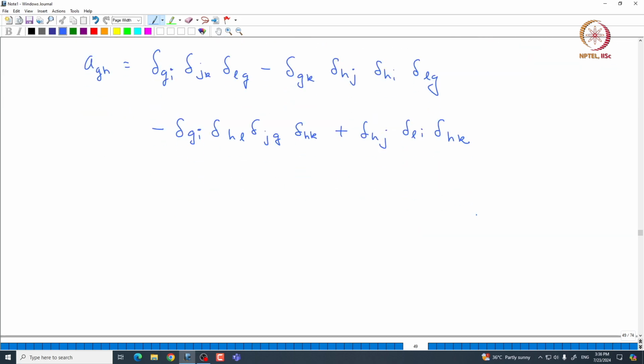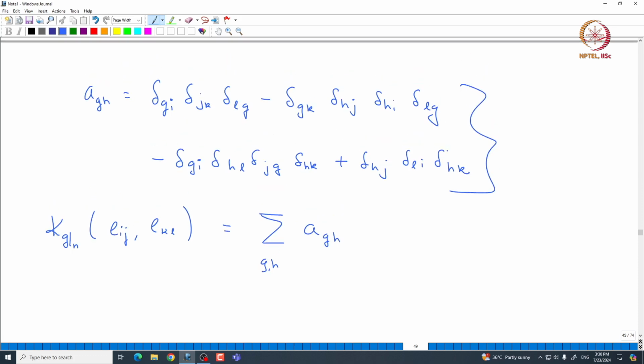So, now we are interested in the trace. The kappa of GLN of EIJ, EKL we can just compute. Then by linearity we can extend it to any basis element. Now this is going to be exactly the summation of AGH where GH varies. If you take this and run it over all GH and then sum them, you will get the following formula.